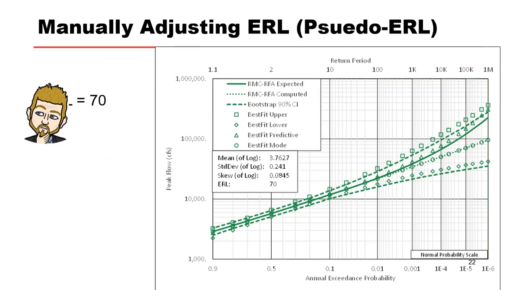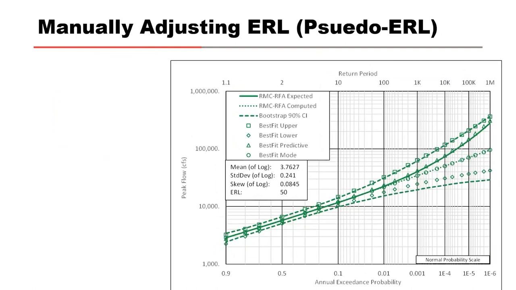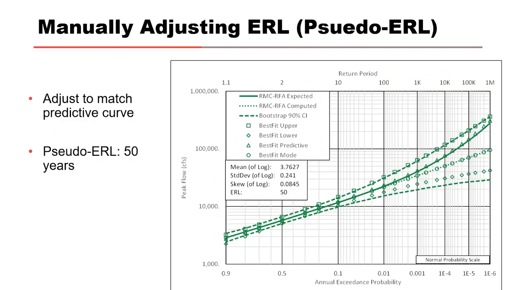We can see that the BestFit and RFA results are similar, but they don't match exactly. That's to be expected because they are using different statistical paradigms. We could try to achieve better agreement by manually adjusting the ERL estimate. So what value of effective record length might be a better match? Should we increase or decrease our original estimate of 70 years? We don't need to be overly precise with our adjustment; a simple visual check is usually sufficient. After several trials, we can see that an ERL of about 50 years provides a much better match to the BestFit posterior predictive frequency curve compared to our original estimate of 70 years.